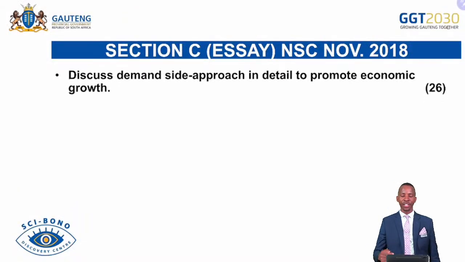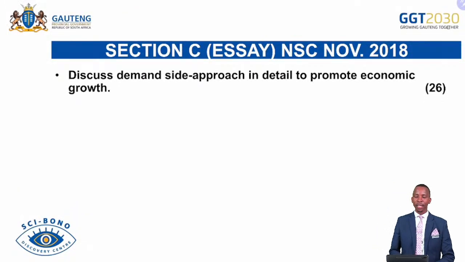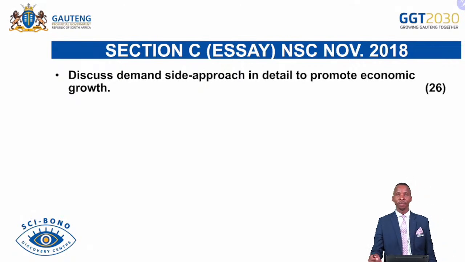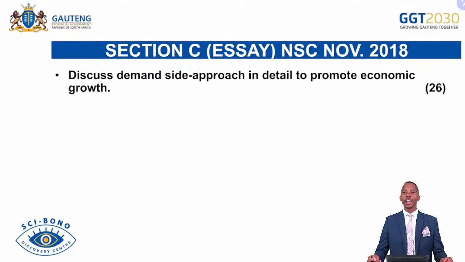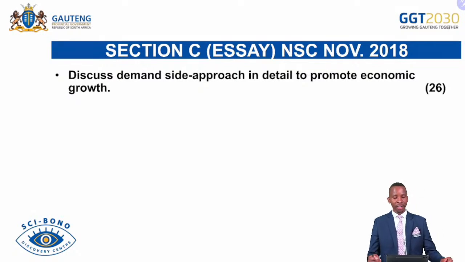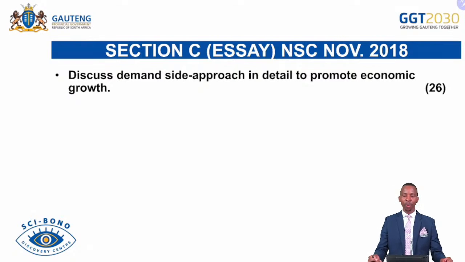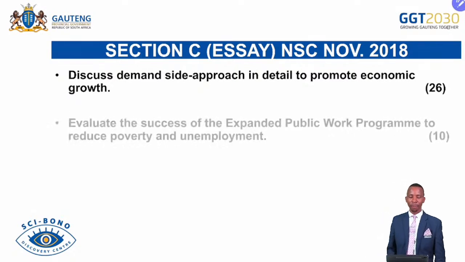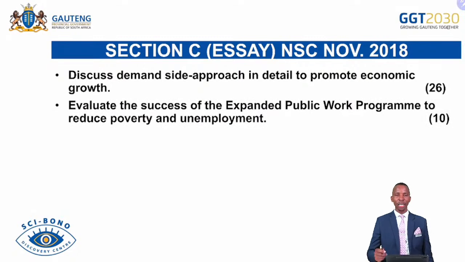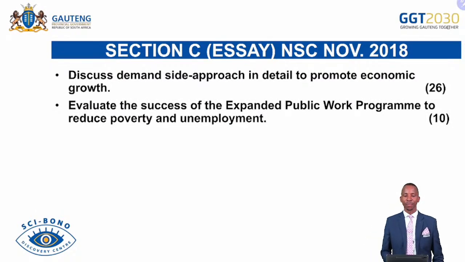And then this is section C, which is our essay from November 2018. The same essay, which is the main part, was also asked. It came out in the June NSC examination. Discuss demand-side approach in detail to promote economic growth, 26 marks. Evaluate the success of the expanded public works program to reduce poverty and unemployment, 10 marks. Let's look at the essay.